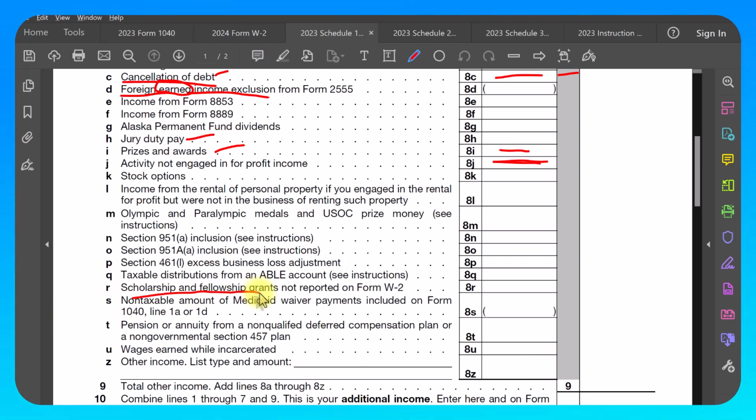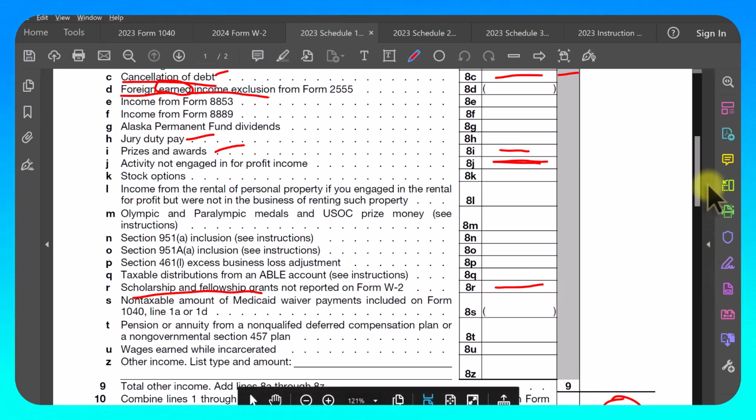Scholarships and grants. Maybe you're getting a scholarship and you didn't use it for qualifying education costs, for example, room and board. Scholarship for room and board, taxable over here. Okay, then subtotal, reported back on the 1040 form.